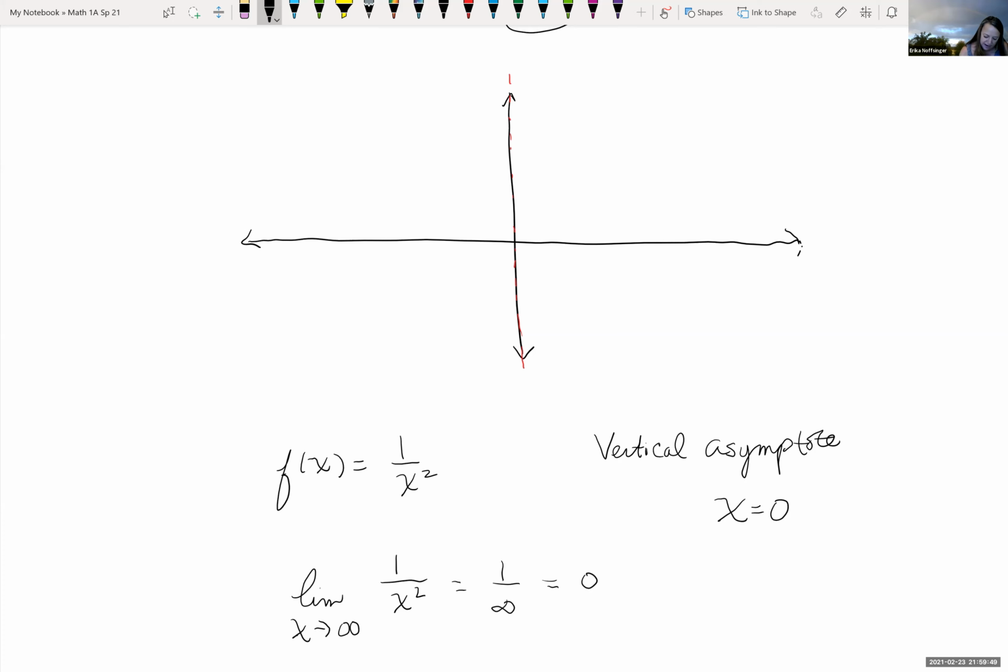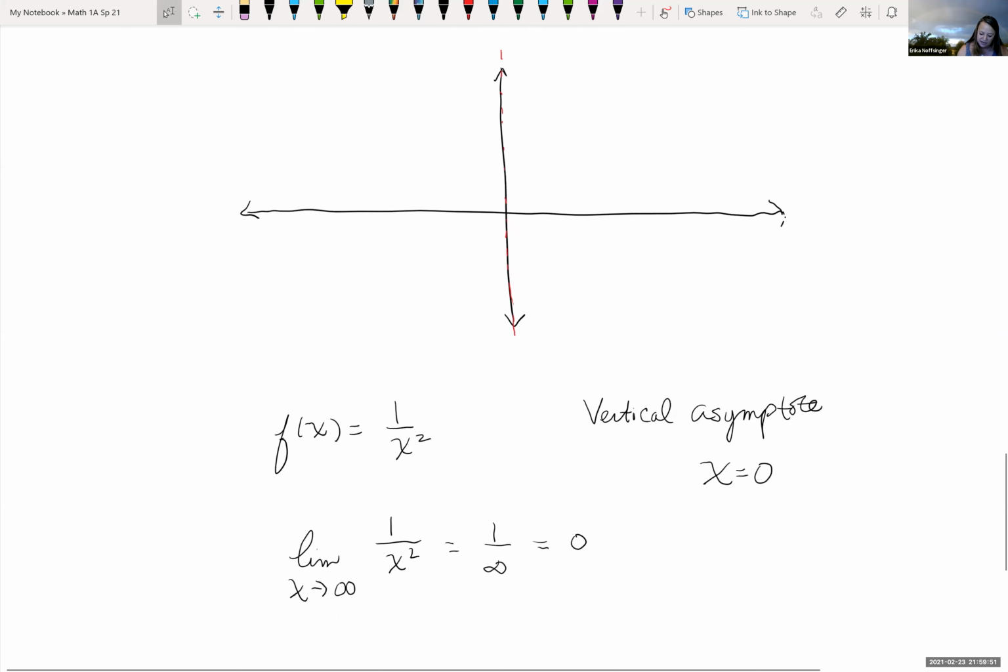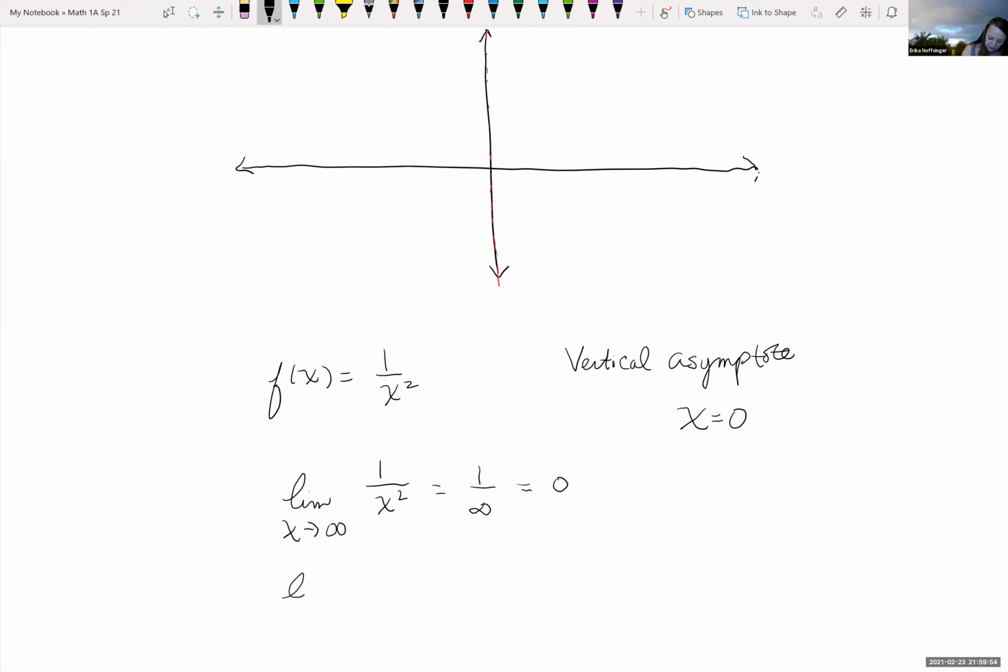Same idea if I look at the limit as x approaches negative infinity and plug it in for 1 over x squared. This is 1 over negative infinity squared, which is 1 over infinity, and this is still going to 0. So we have a horizontal asymptote on our x-axis, y equals 0.